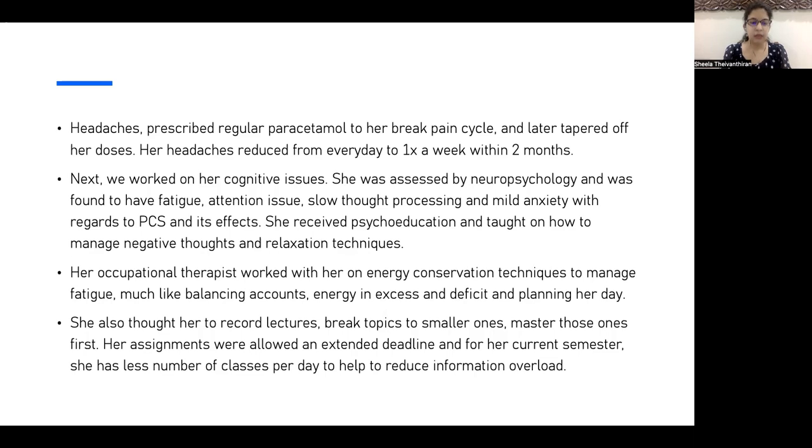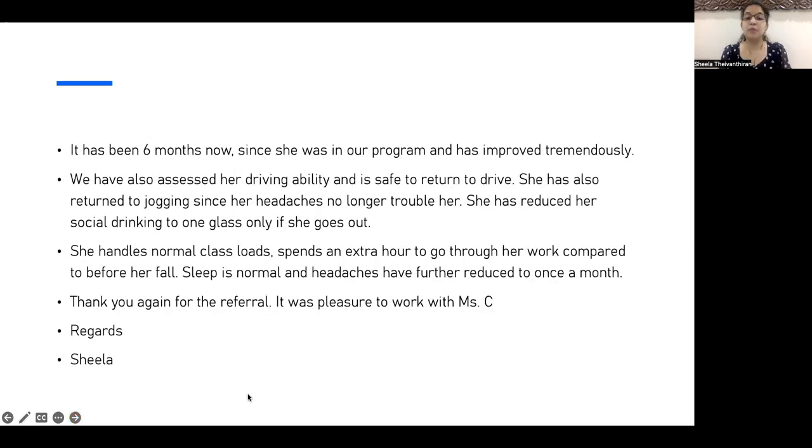She was taught how to break her topics down into smaller ones, to master smaller topics first. And then we wrote to her lecturers to allow her extended deadlines for assignments, and also asked for shorter classes per day and to adjust her timetable to reduce information overload, to promote attention, memory, and improve her thought process.